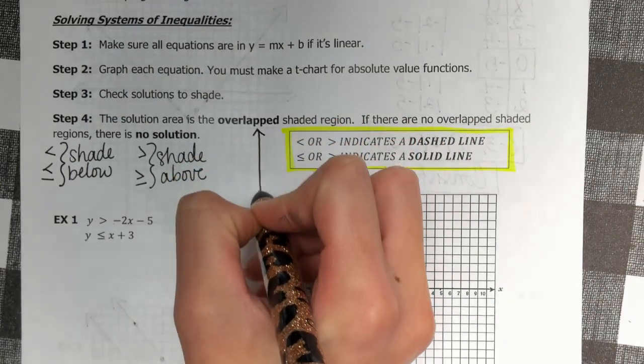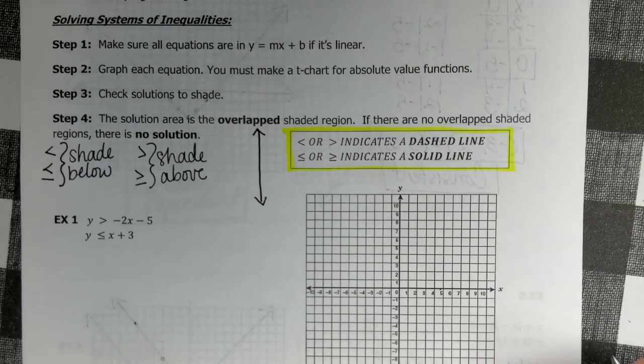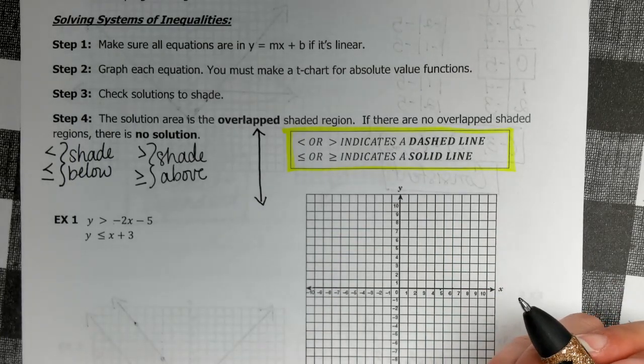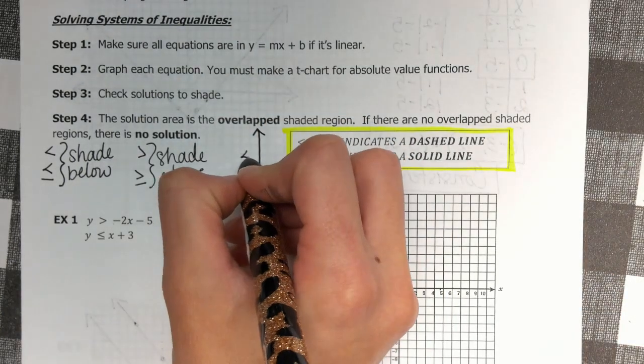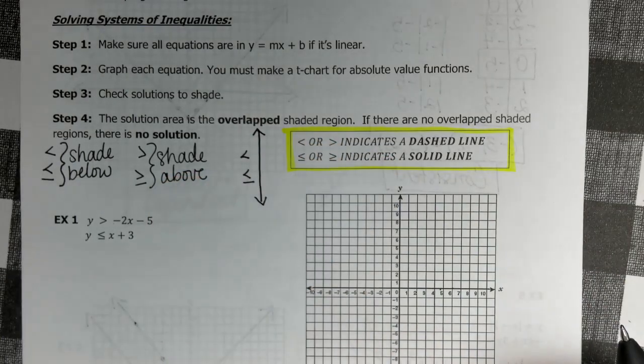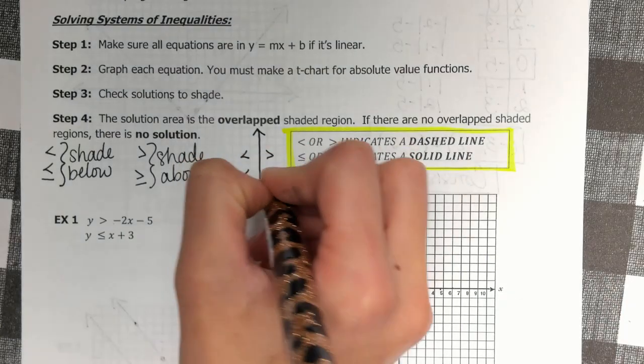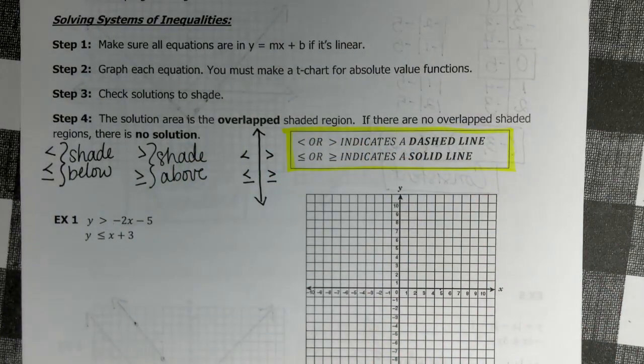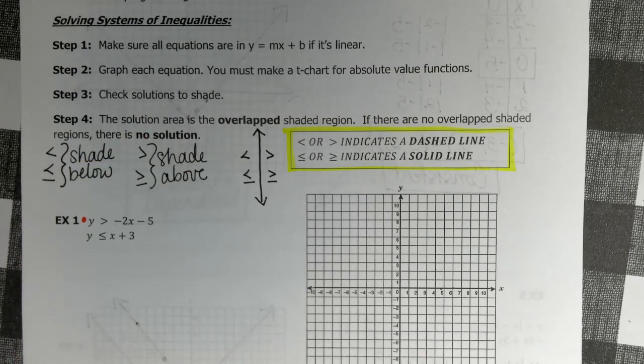But if I have a vertical line, I don't have above or below. I have left and right. So if it's less than or equal to, it's going to be shaded on the left. Less than, left. If it's greater than or equal to, it's going to be shaded on the right. So this is where I do colors just so I can visualize it. And I put a little dot just to color code what equation goes with which graph. You don't have to do that.